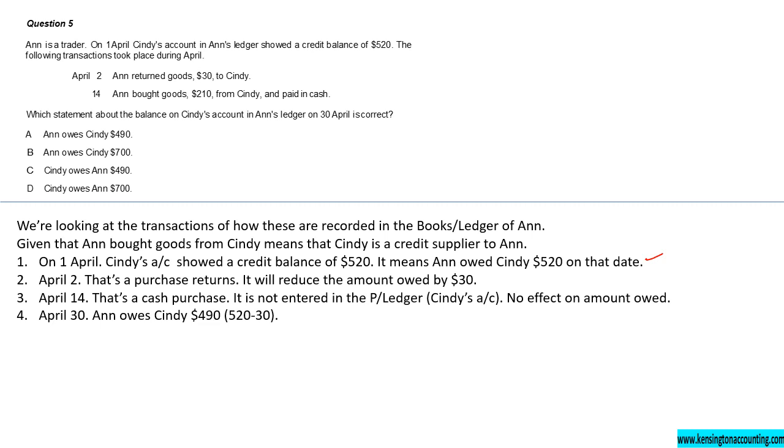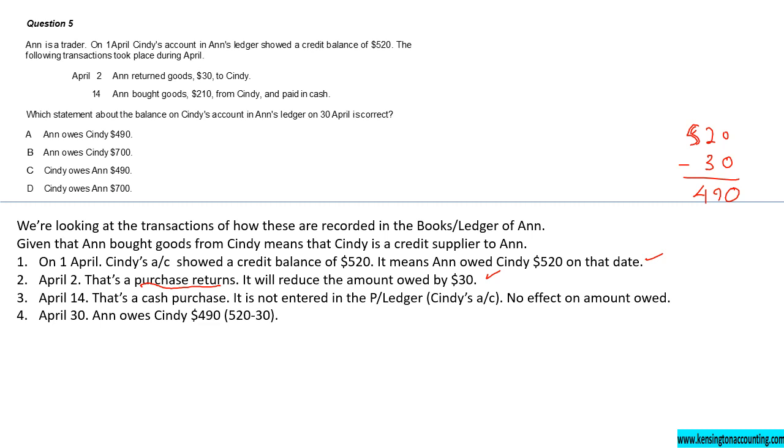Transaction 1 is on 2nd of April. Anne returns goods $30 to Cindy. Now, when a customer returns goods to a supplier, this will reduce the amount owed by the customer. Because Anne is returning goods bought initially from Cindy, that's a purchase return. Therefore, the amount owed will go down by 30. So initially 520 was the original balance, less 30 for purchase return. Amount owed on 2nd of April after this transaction will be 490.